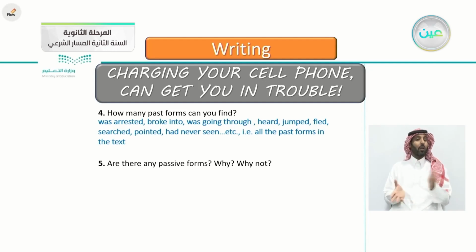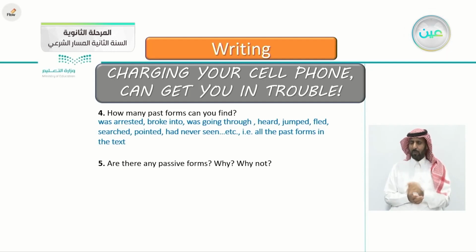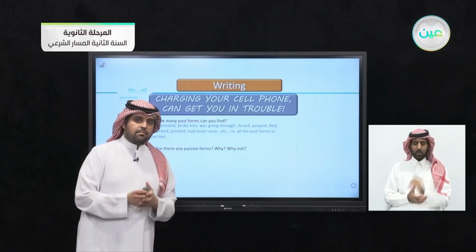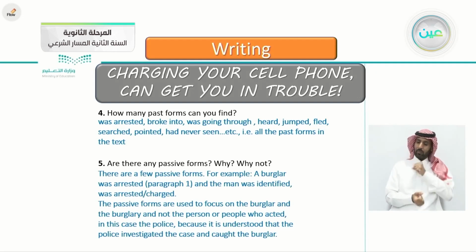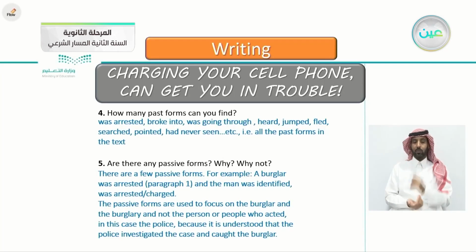Are there any passive forms? Why or why not? If you remember, we took the passive previously. Okay, let's see the answer now. There are a few passive forms. For example, a burglar was arrested. This is the first sentence, in paragraph 1. And the man was identified. Also here the passive form. Was arrested or was charged.